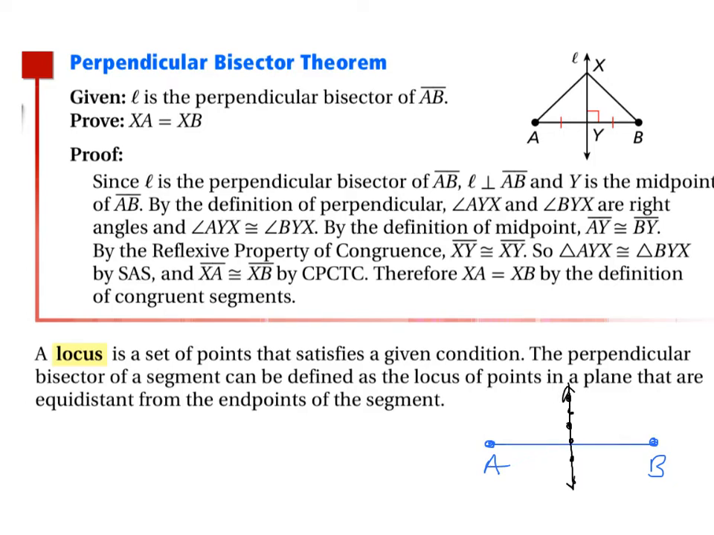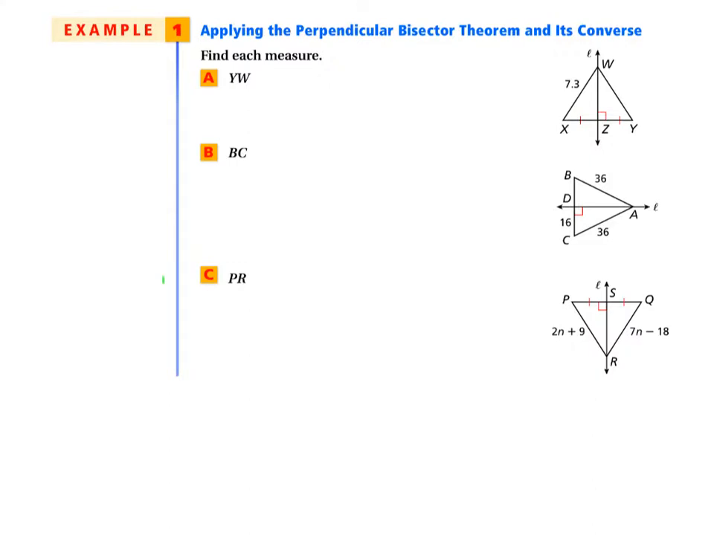That's what it states: a locus is a set of points that satisfies it. You could say a circle is a locus. All of the points around are equidistant to the center, so if you actually put all of these points together, you would make a circle. So let's look at example 1.